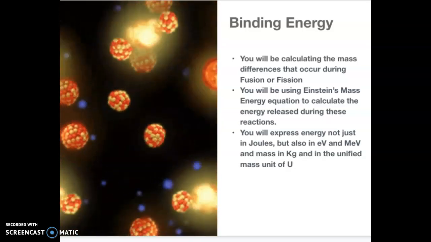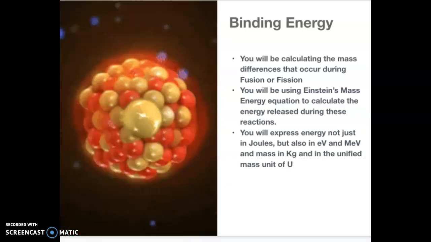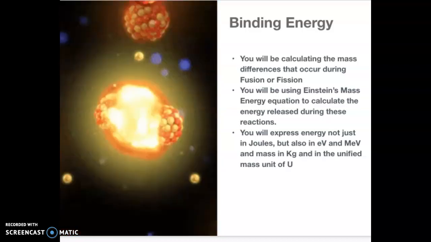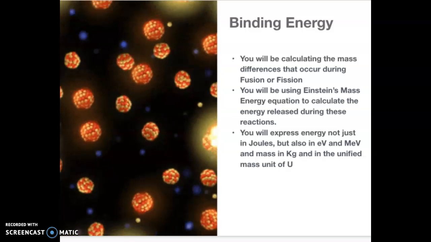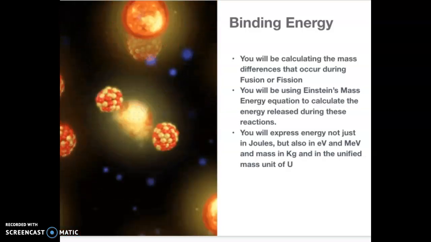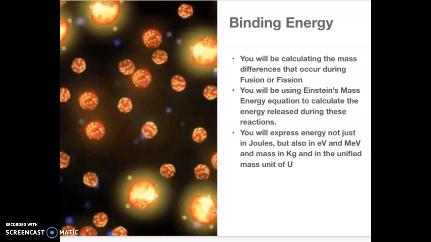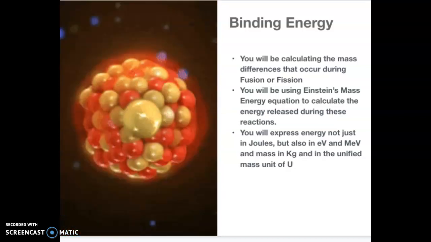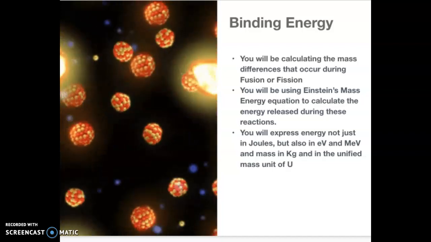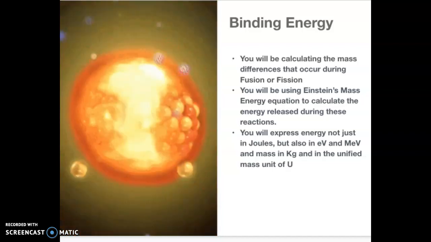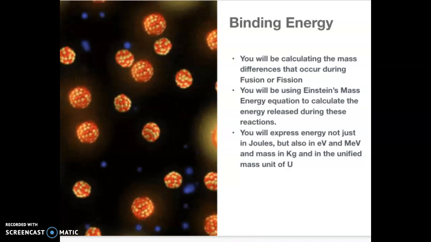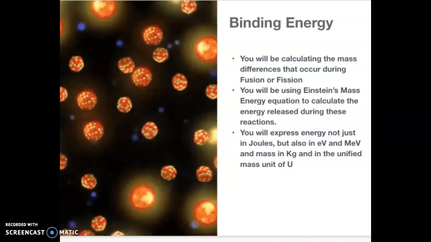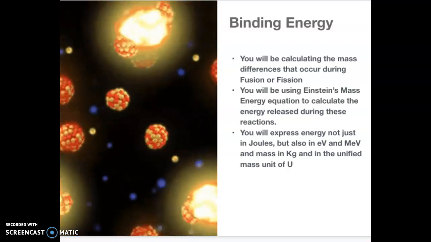In today's lesson, we're going to look at binding energy. We will be looking at first the mass difference during important reactions like fusion and fission. By mass difference, we mean what is the difference in mass before and after in each of these two reactions. We'll also be introducing Einstein's mass energy equation, which you're probably familiar with, E = mc squared. And we'll be using it to calculate energy released during these fusion and fission reactions.